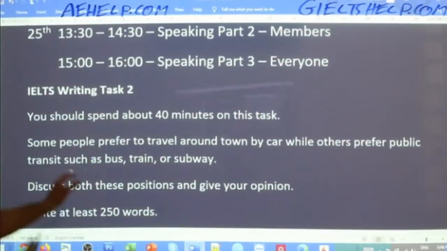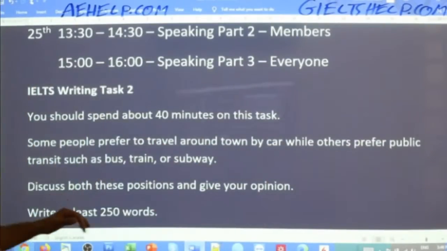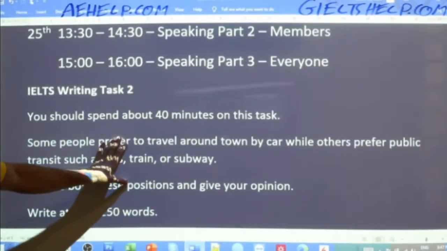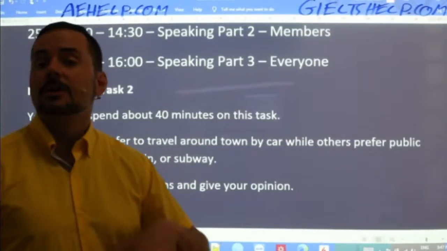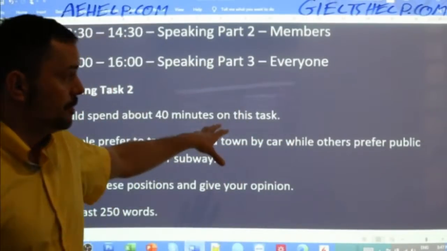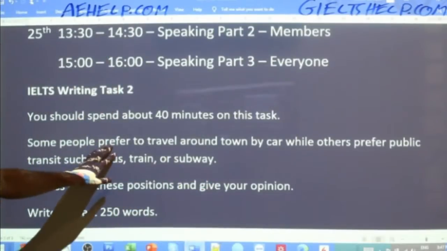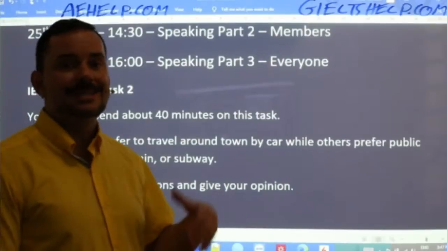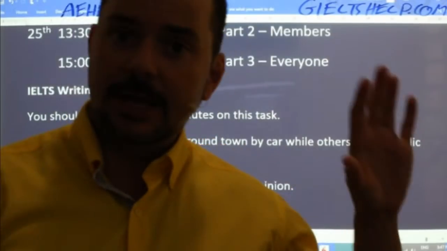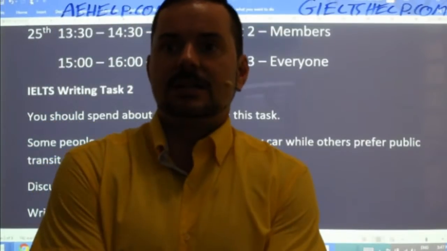It says, some people prefer to travel around the town by car while others prefer public transit, such as bus, train, or subway. Discuss both these positions and give your opinion. This question, nowhere, Lydia, does it ask for the disadvantages, like pollution, for example, for cars. It would not be a good idea to start talking about pollution here because it doesn't ask for disadvantages. It just says, why do people prefer one? Why do people prefer the other? It's easy to write a 300-word essay just on the preferences, not on the advantages, disadvantages. So preferences is not the same word as advantages and disadvantages.